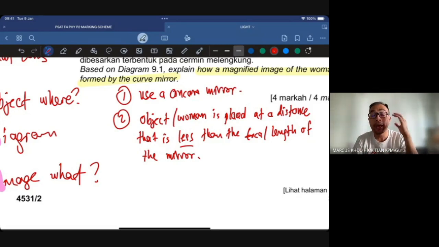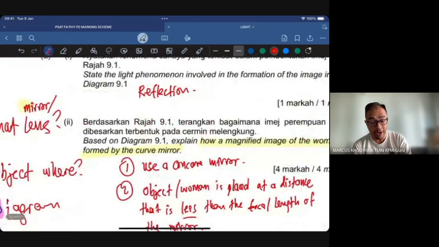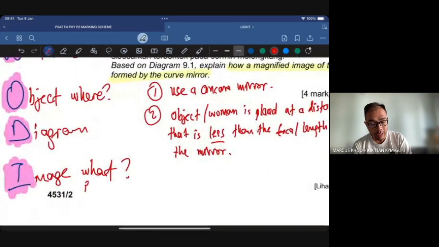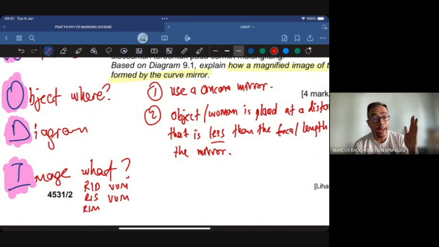If you can remember all the five, especially for concave mirror, then very good. But generally it's less than the focal length or more than the focal length. In this case it's less because you want it to be magnified. Remember that the five characteristics is real, inverted, diminished, magnified, virtual. Anything less than the focal length is VUM. Anything more than the focal length is this tree.